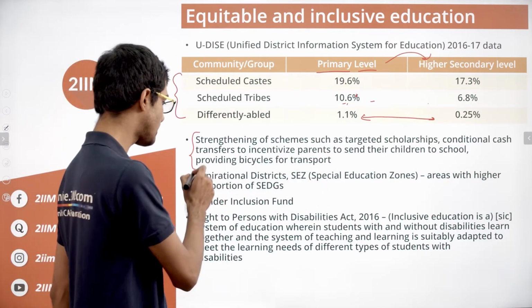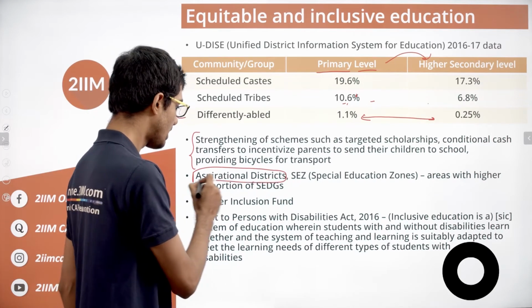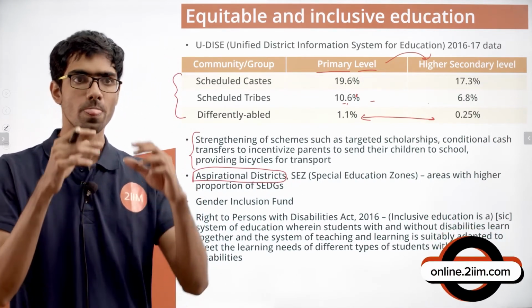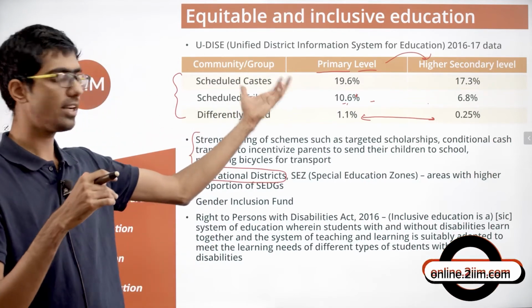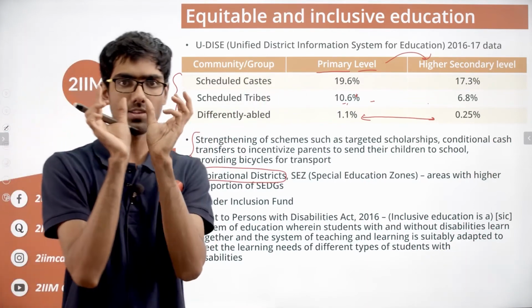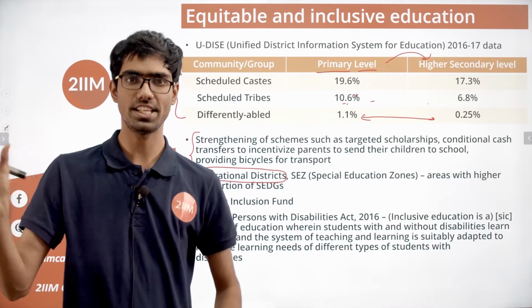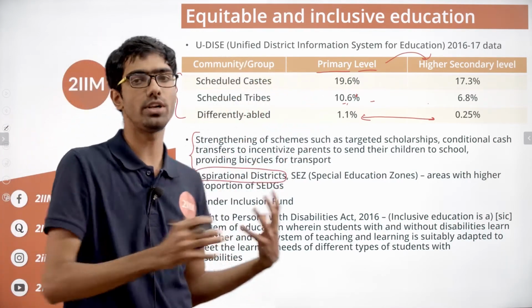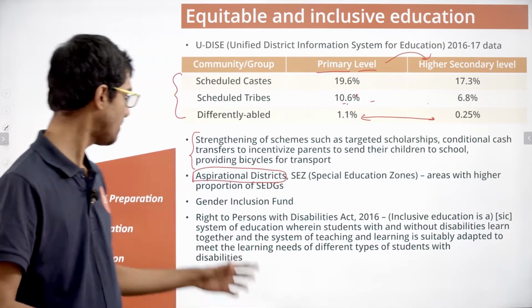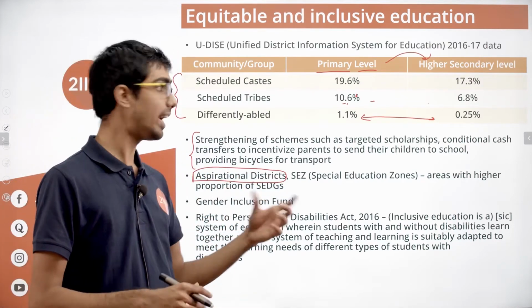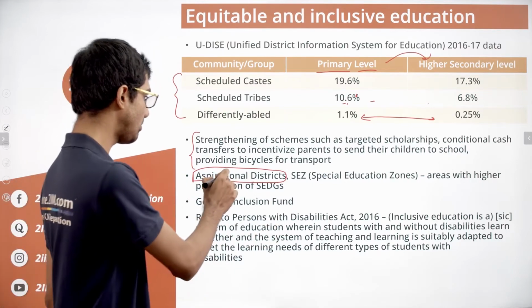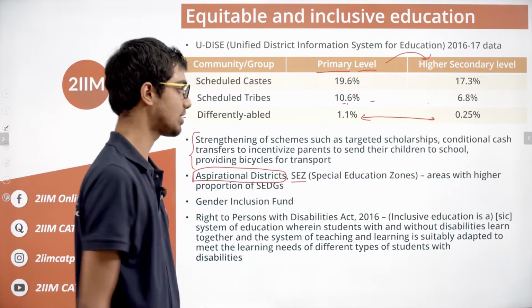Aspirational districts. What are aspirational districts? Aspirational districts are those where the socially and economically disadvantaged groups occupy a majority. The policy uses the blanket term SEDG, socially and economically disadvantaged groups, to bring all these different communities or groups into one bucket. So those will be labeled aspirational districts and special education zones.